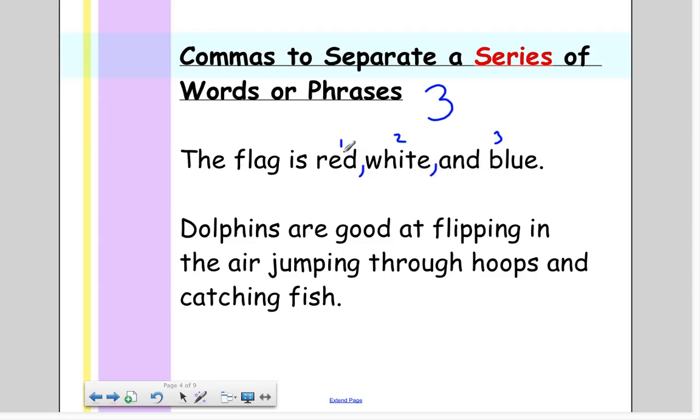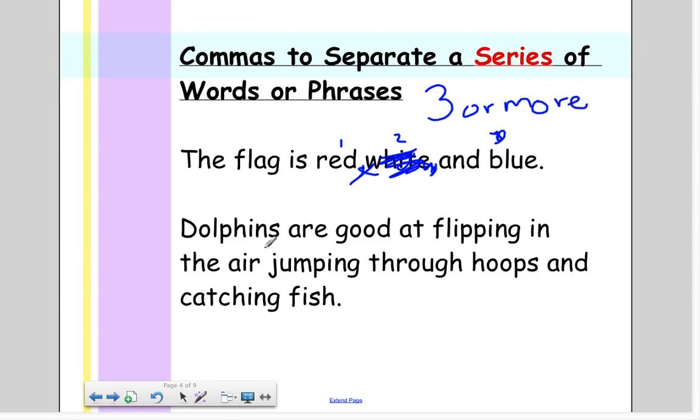Let's say this sentence was the flag is red and blue. Let's say there was no white. I would not need this comma here anymore because it would just be red and blue. So again, if you have two things, you don't need a comma. If you have three or more, you do need to have commas.